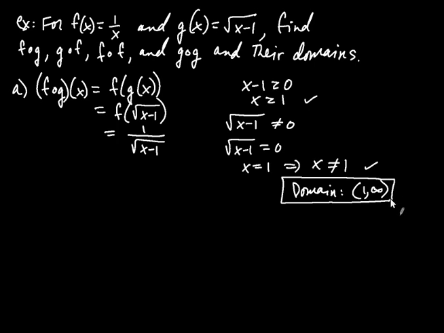So that's how you figure out the restriction on the domain of a composition. You ask yourself about all the restrictions that need to apply. So that was the domain for f composed with g. What about g composed with f? Let's go ahead and find that function and then find its domain.